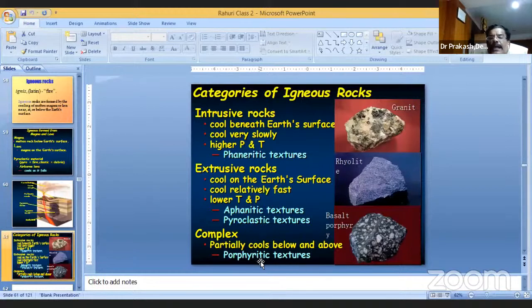Complex rocks partially cool below and above. So porphyritic texture; you can see here basalt porphyry. Some crystals have taken a longer time for cooling. As a result, you can see those minerals and the matrix material. The matrix has cooled very quickly, so that's why it is fine in texture.